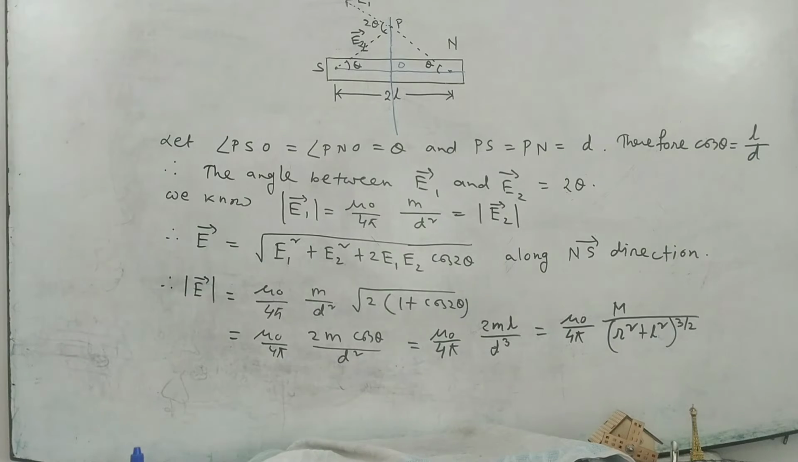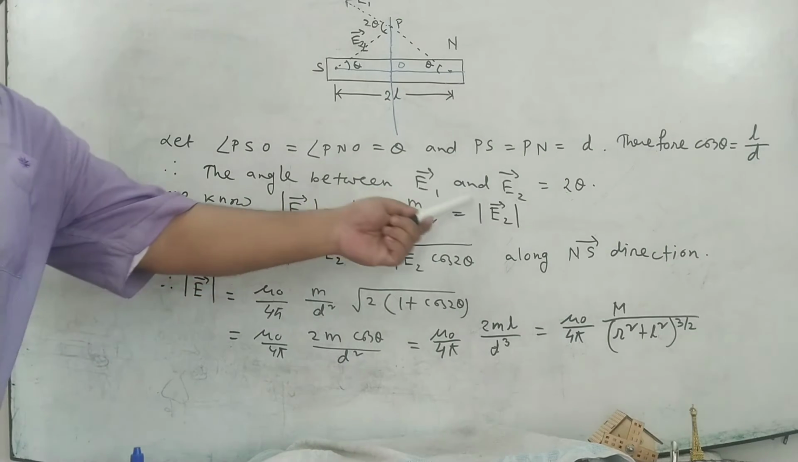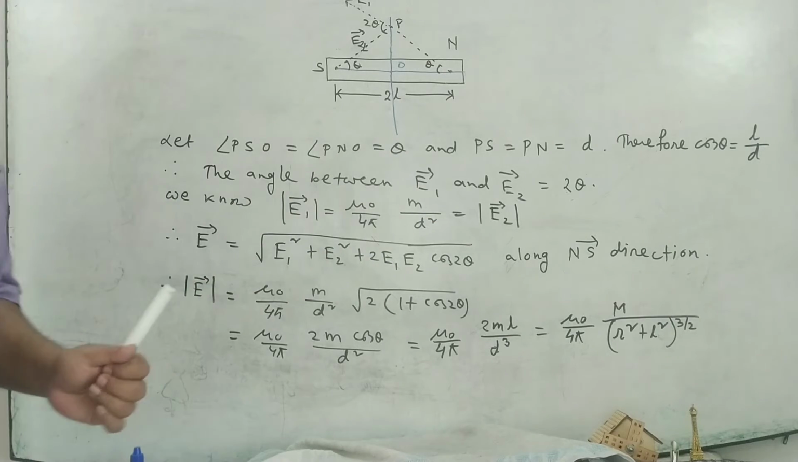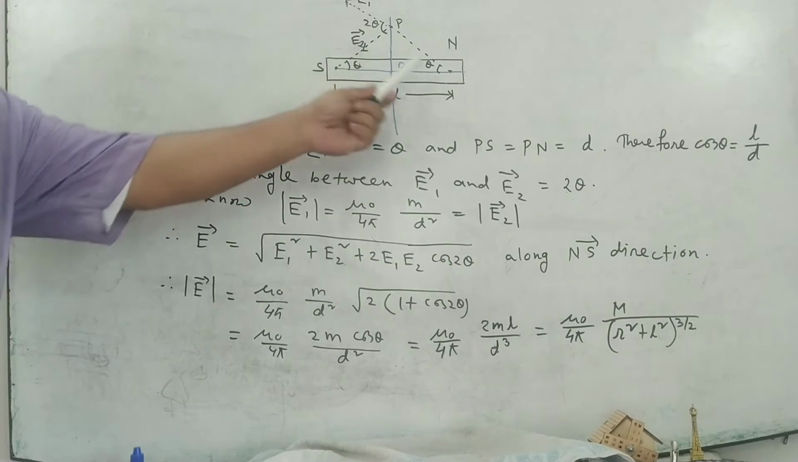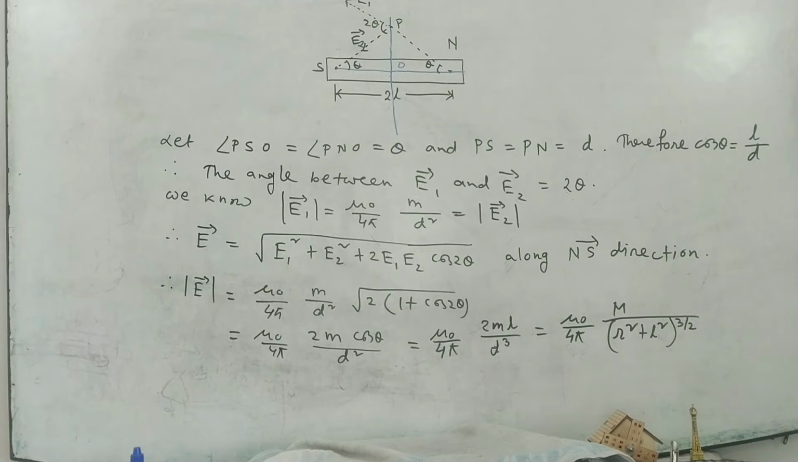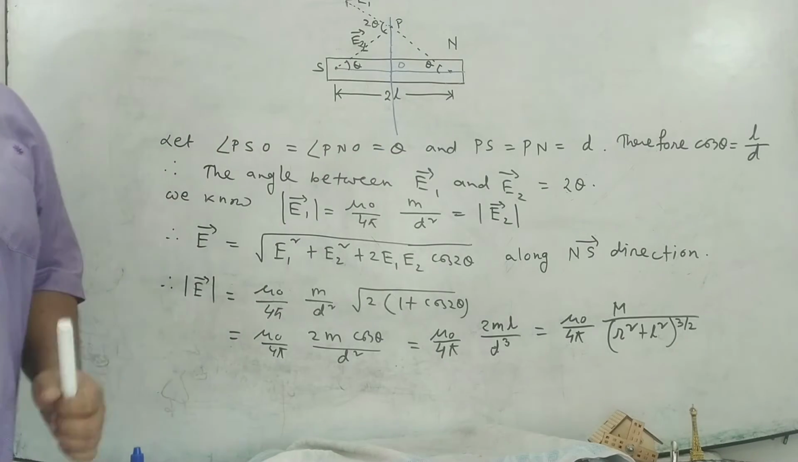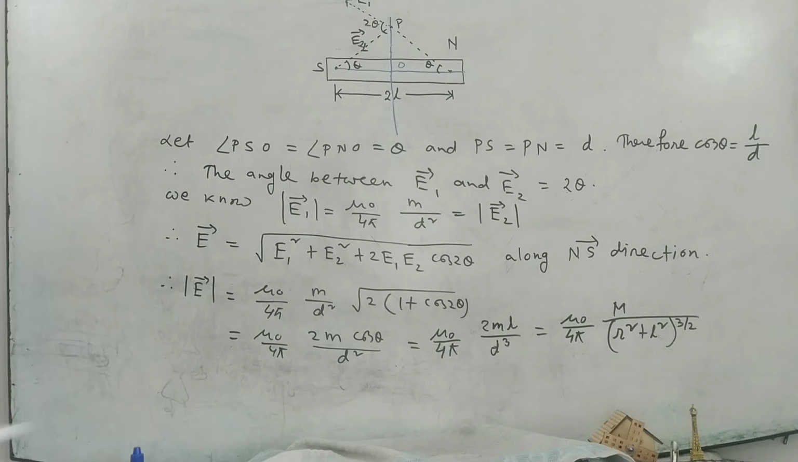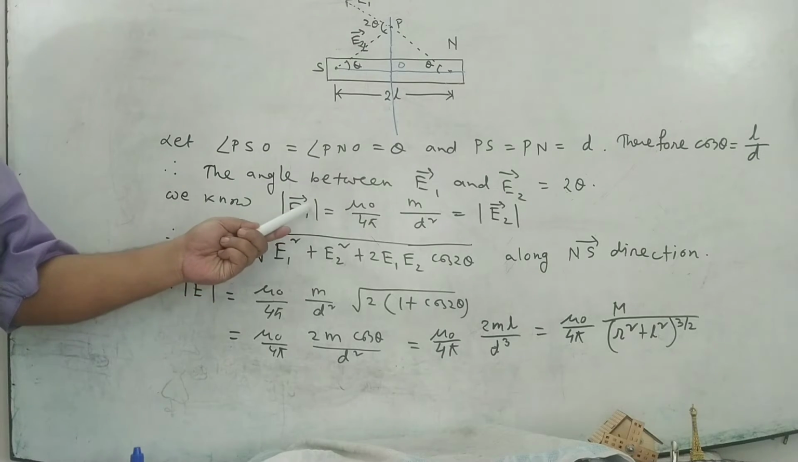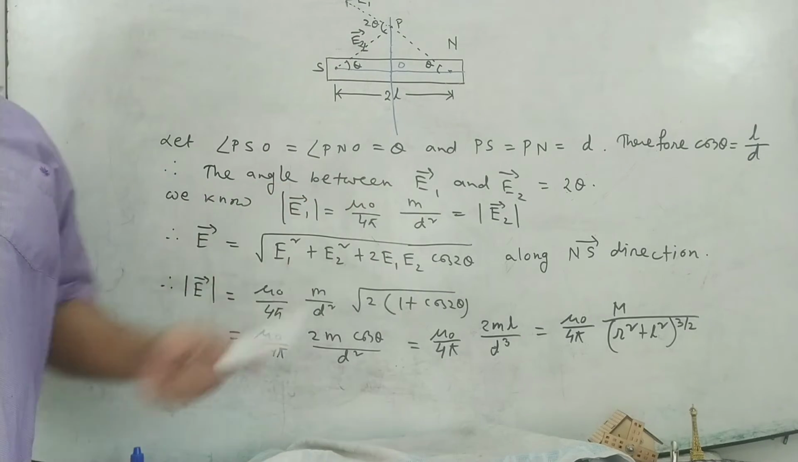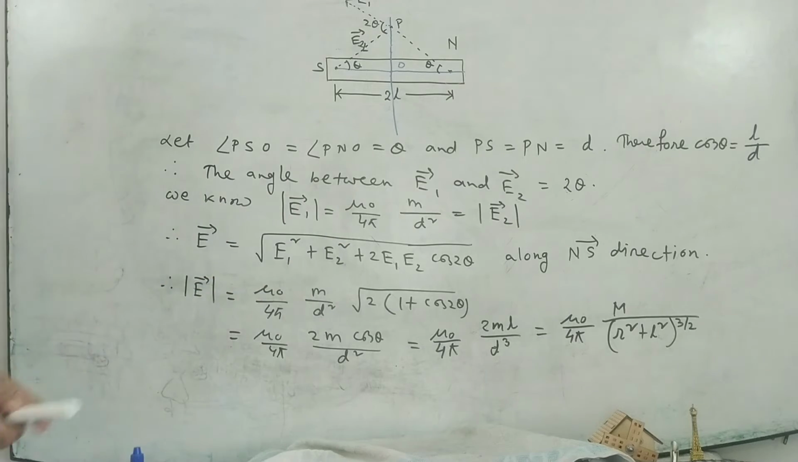And you know that the magnitude of E1 vector is equal to the magnitude of E2 vector, because the pole strengths of the two poles of a bar magnet are the same and the distances PS and PN are also the same. Therefore, the magnitude of E1 vector is equal to the magnitude of E2 vector, which is equal to mu 0 by 4 pi M by D square.